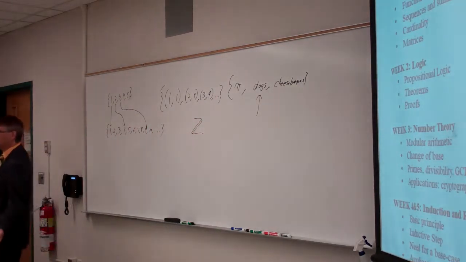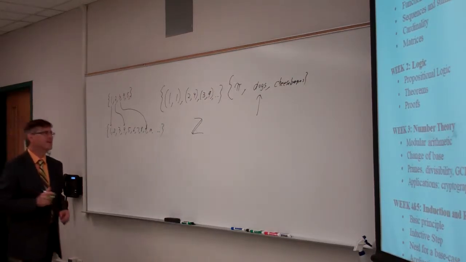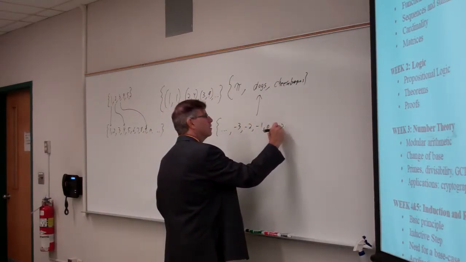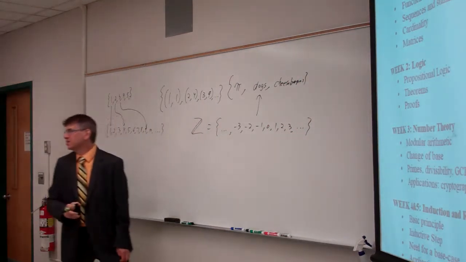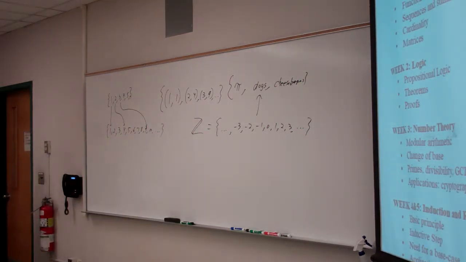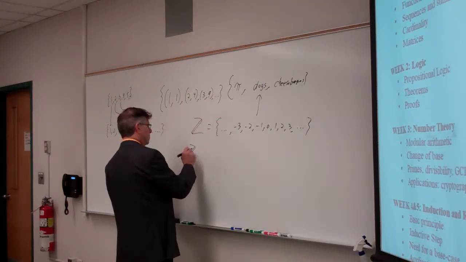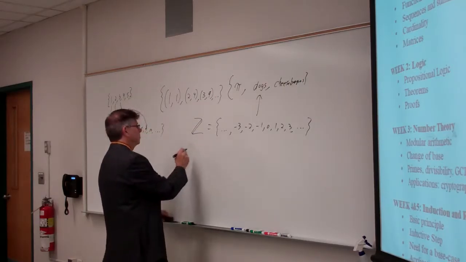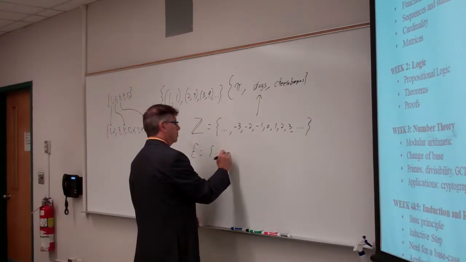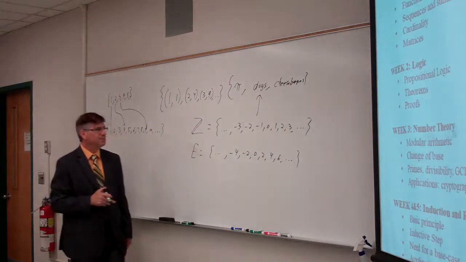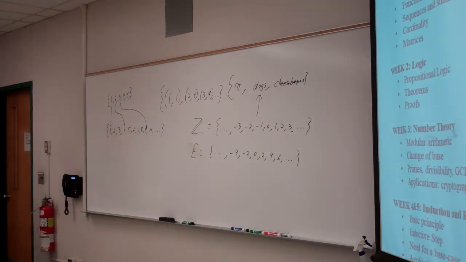this is a symbol for the set of all integers. 0, 1, 2, 3, 4, 5, -1, -2, -3. It's all the integers. How many elements are in that set? Infinite. It's an infinite number. Here's a set E. It's a set of even integers. How many elements are in that set?